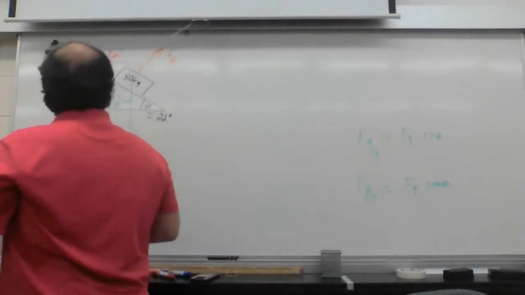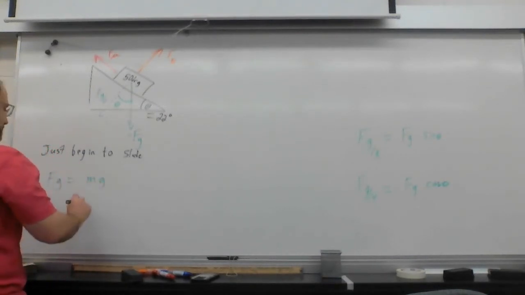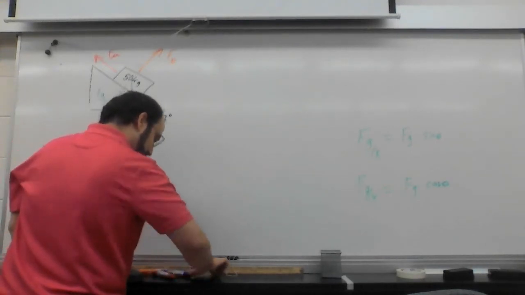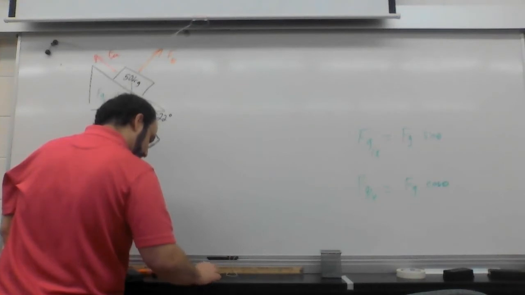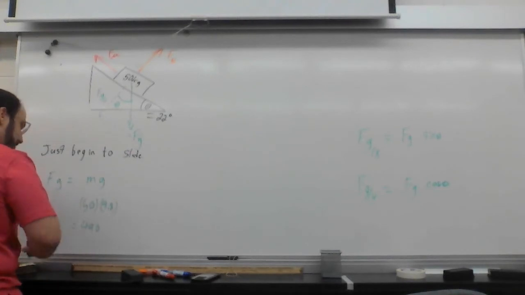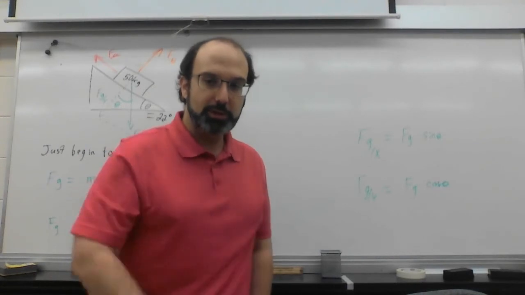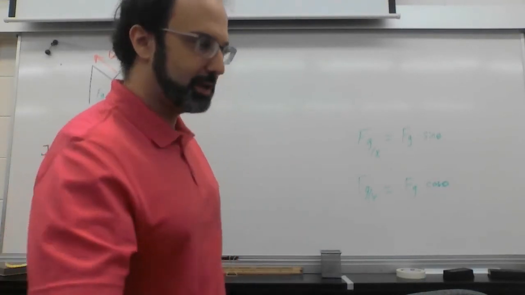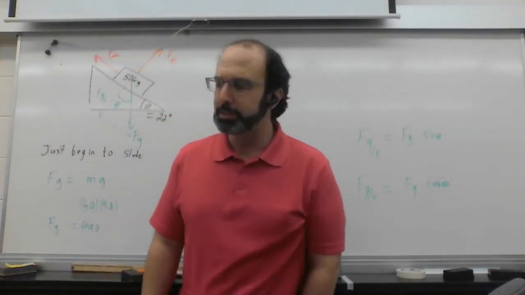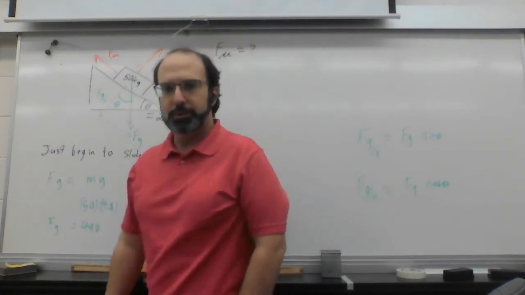Fg is going to equal m times g, just like normal. Well, the m here is 50, and this is 9.8. So we take this out, we go 50 times 9.8 on our trusty calculator, we get 490. And that's Fg. But we're looking for force of friction in the end. Right? We need to figure out what the force of friction is. So, if we're looking for the force of friction, well, how do we find it?